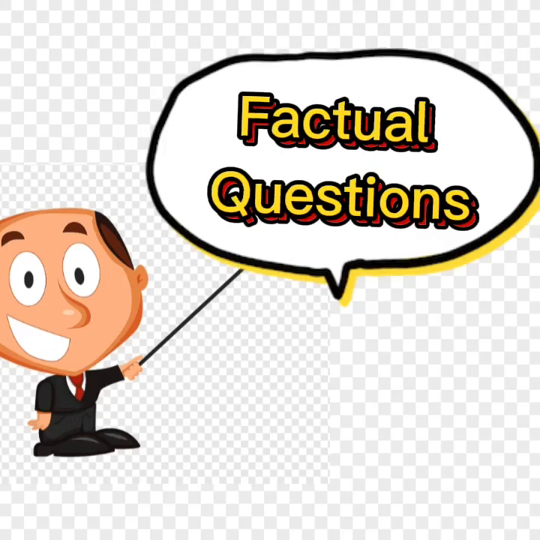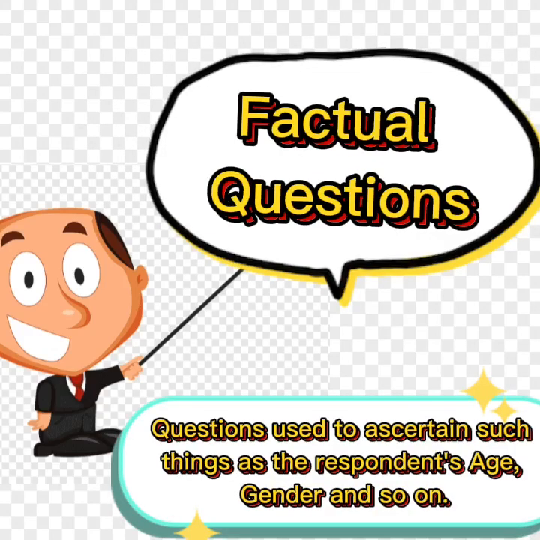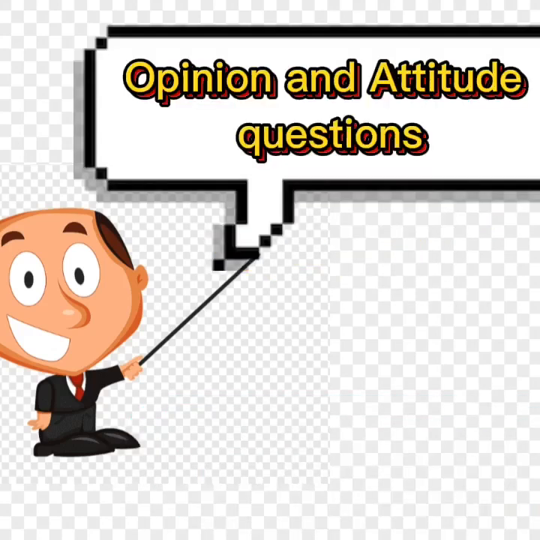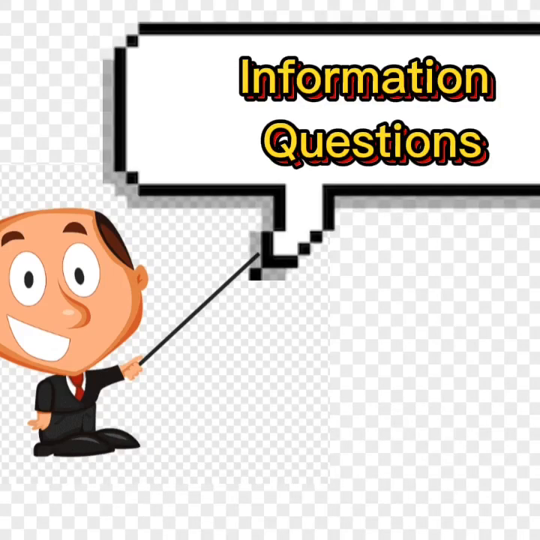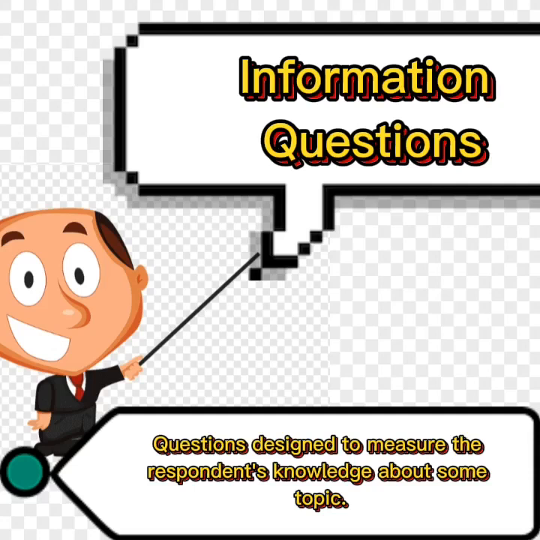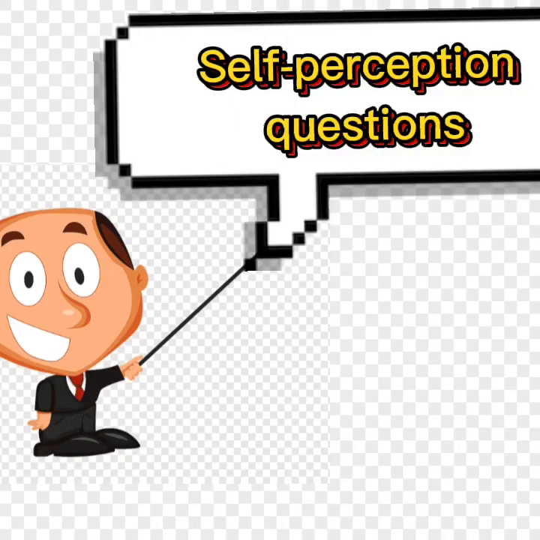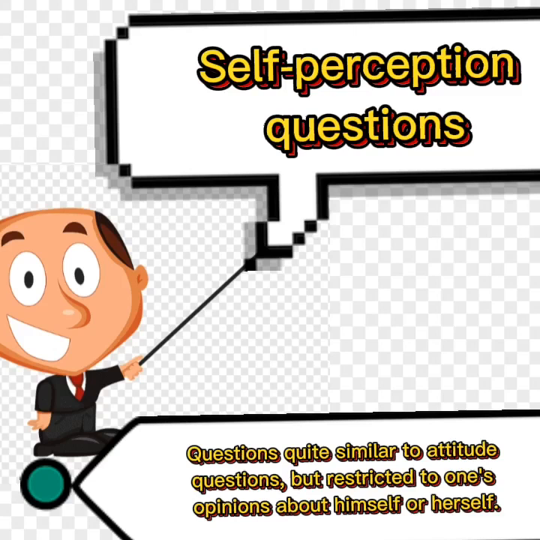Factual questions: questions used to ascertain such things as the respondent's age, gender, and so on. Opinion and attitude questions: questions intended to determine a person's ideas, inclinations, prejudices, convictions, and so on. Information questions: questions designed to measure the respondent's knowledge about some topic. Self-perception questions: questions quite similar to attitude questions, but restricted to one's opinions about himself or herself.